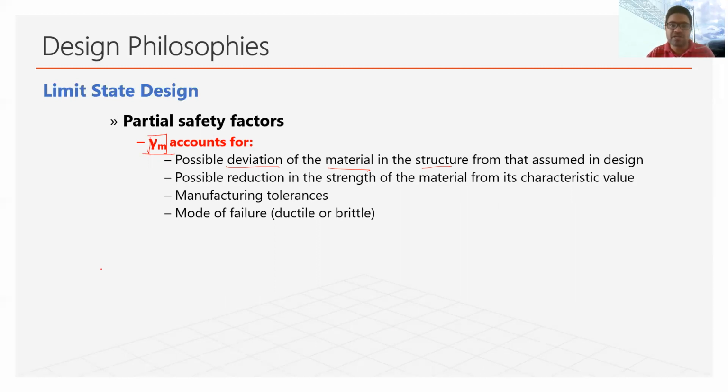Similarly, it accounts for possible reduction in the strength of the material. As I have mentioned, the characteristic strength of the material is the strength below which not more than 5% of results fall. To account for those 5% results, this factor accounts for them also. Similarly, there may be some manufacturing tolerance and different modes of failure, which can also be accounted for in this factor of safety, gamma M.